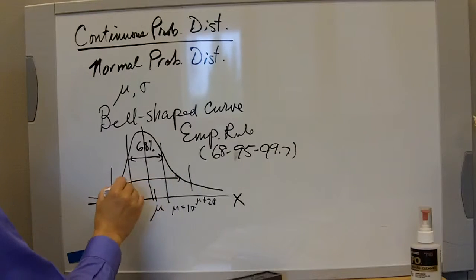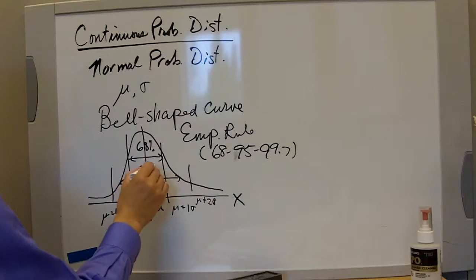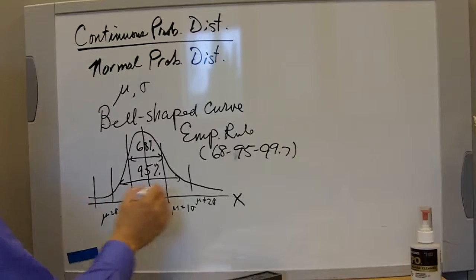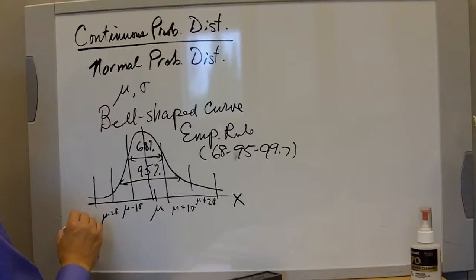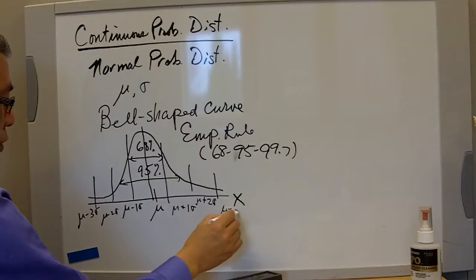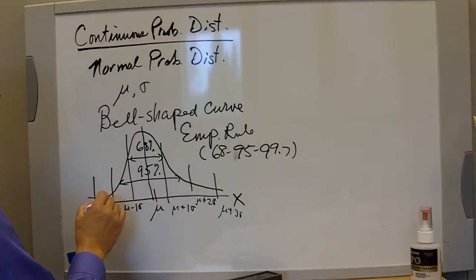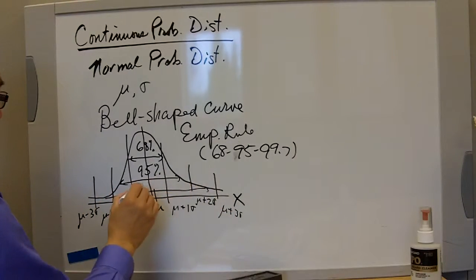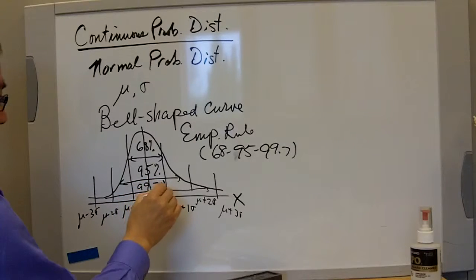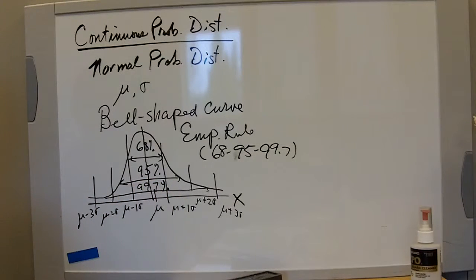and that accounts for approximately 95%. And then when you go to 3 standard deviations, mu minus 3 sigma and mu plus 3 sigma, that would account for 99.7%, almost 100%. And if we throw in some numbers here, we would be able to make more sense.